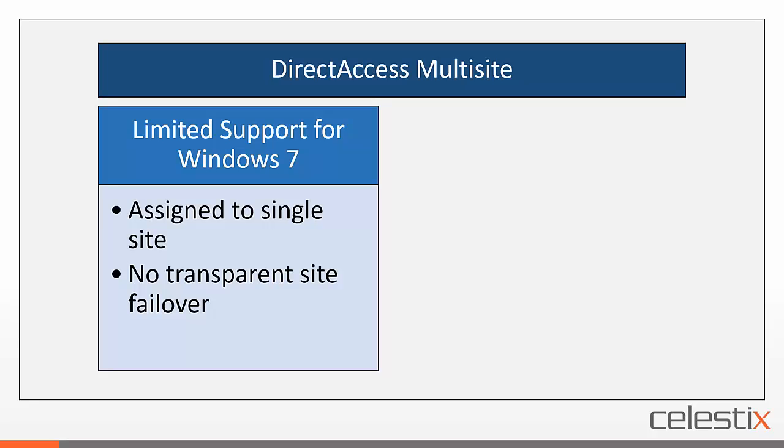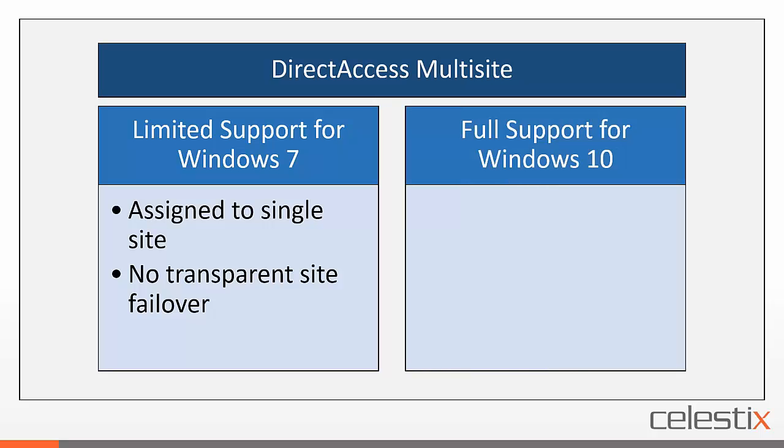Another shortcoming for Windows 7 clients: if that Windows 7 client assigned to my Los Angeles entry point travels to the East Coast and they're in New York, they will still connect to the Los Angeles entry point because, again, that's the only entry point they are aware of. So they won't be able to intelligently select an entry point that's more geographically close to them.